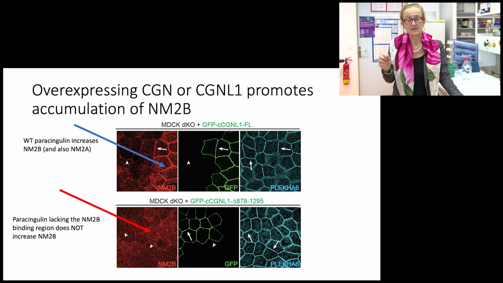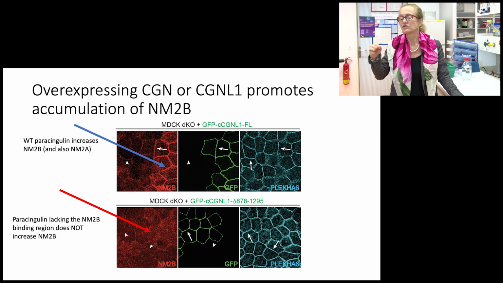And if you do these experiments of exogenous expression using truncated mutants that lack the ability to bind to myosin, you don't rescue. So this indicates that the direct binding of the cingulin coiled-coil, the paracingulin coiled-coil, to the myosins recruits them to the junction. And this is the first time a specific mechanism of recruitment of these isoforms to junctions has been identified.